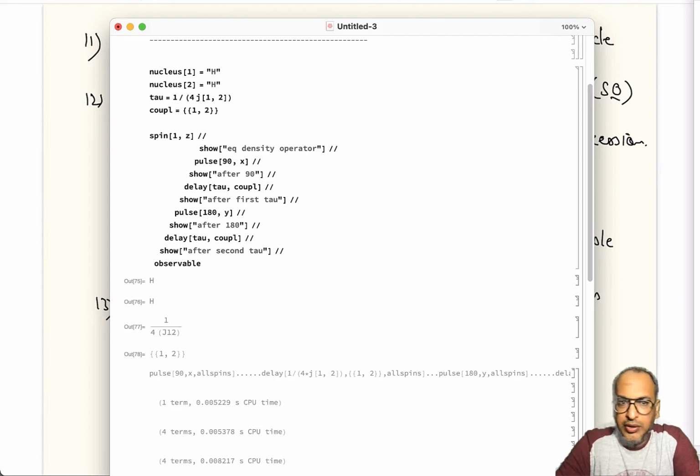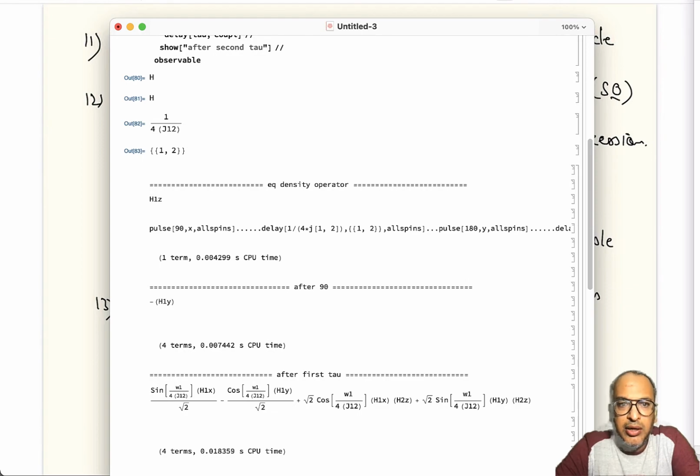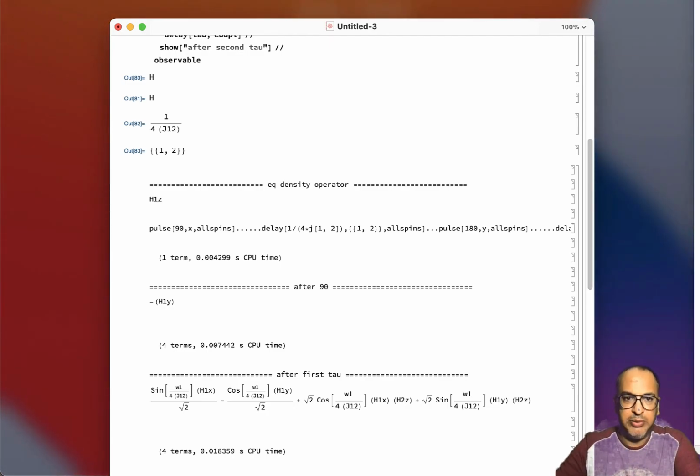Observable, right? Okay, so I think that is all. So now if I press shift enter, you will see that it tells you the equilibrium density operator. So it still does the same calculation, but it will break the calculations in between, and it will show you how the spins have been evolved, or how the density operator has been evolving.